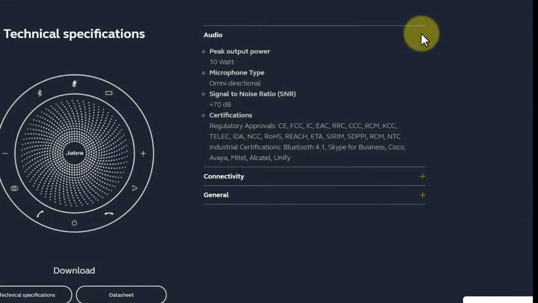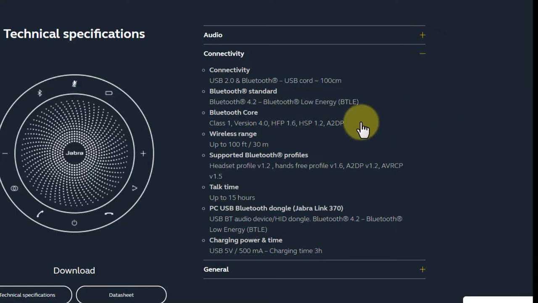Here are the technical specs for the Jabra Speak 710. Connectivity-wise, Bluetooth 4.2 is specified here, and wireless range is about 100 feet. We haven't tested this, but it's gone for really quite a distance.